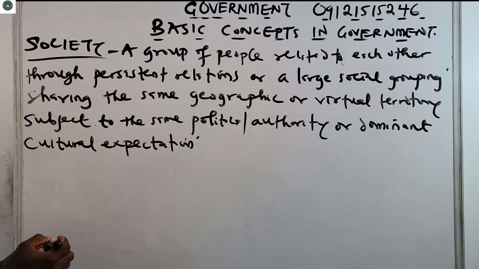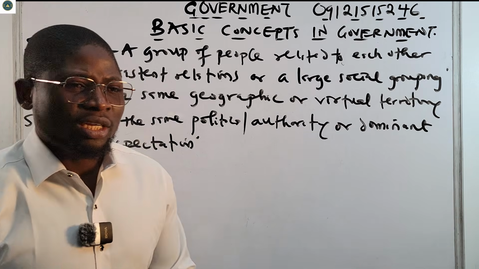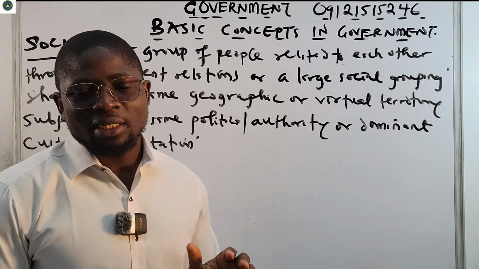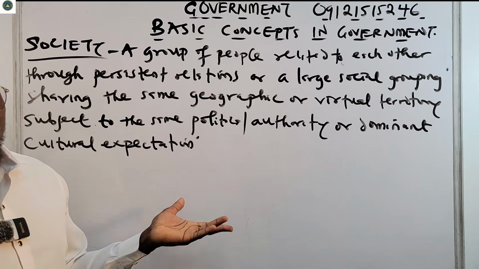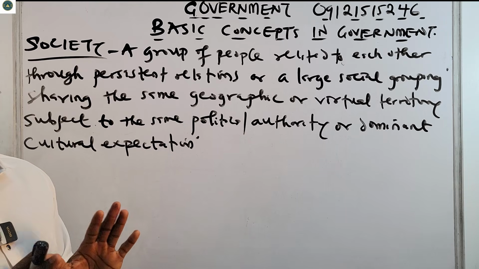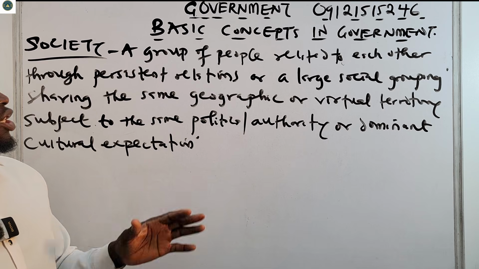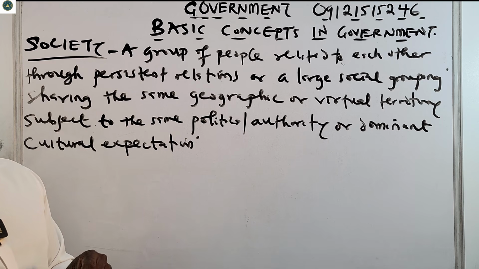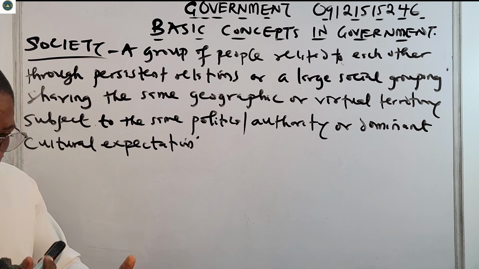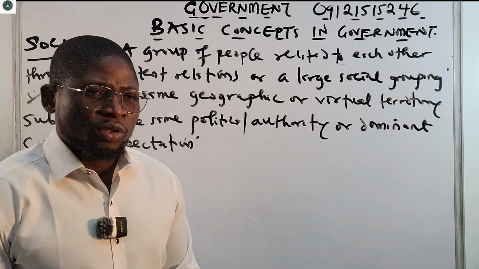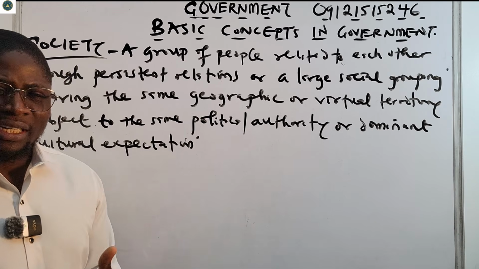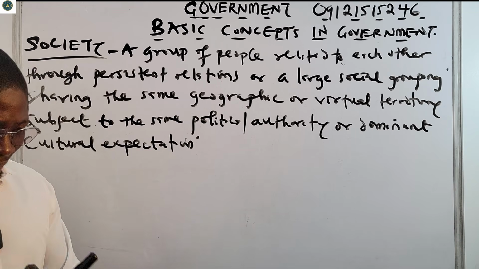We are not expected to put this definition in your head, but you are just expected to understand it as a student. So I'm going to explain it for you so that you understand fully what a society is. You have heard of society before. A society is a group of people related to each other through constant relations. You see them every day, you communicate almost every day. Even if you don't see them every day, you communicate with them every day.